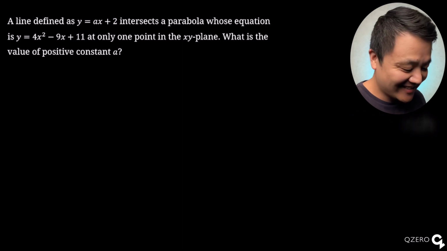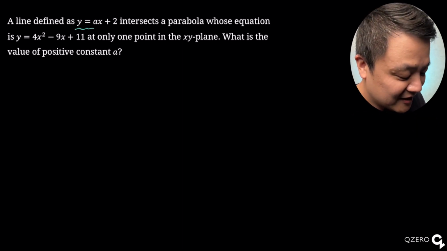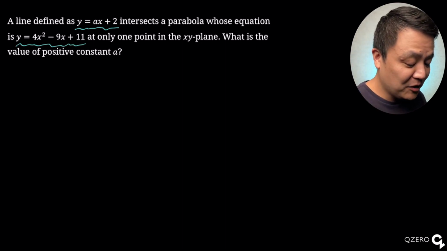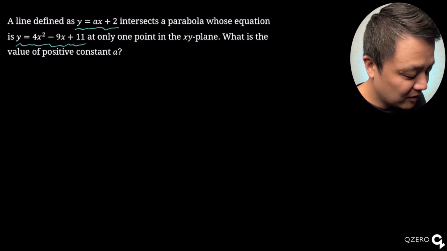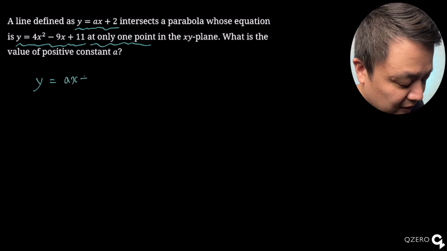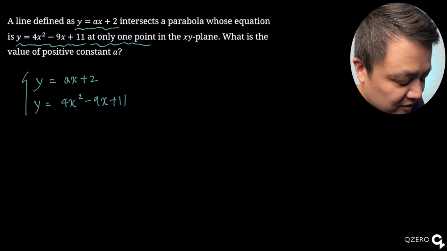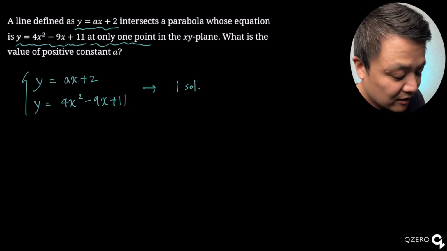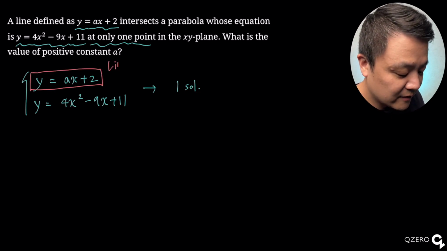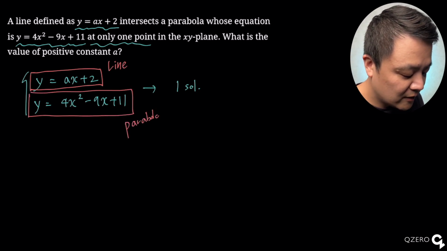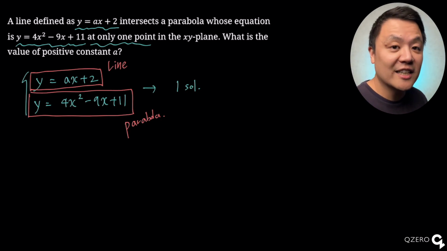Let's solve this question. Okay, here we have a linear equation and a quadratic equation. And a system of these two equations is supposed to have only one intersecting point. So that means, algebraically speaking, the system of these two equations is supposed to have only one real solution. And graphically speaking, the graph of the first equation, which is a line, and the graph of the second equation, which is a parabola, are supposed to have a unique intersecting point.